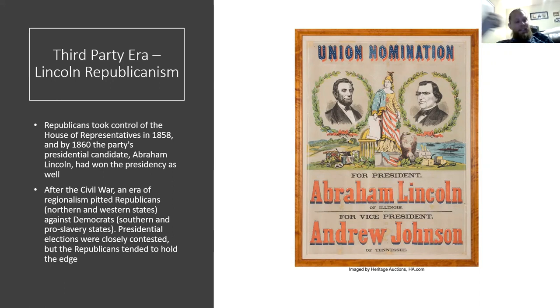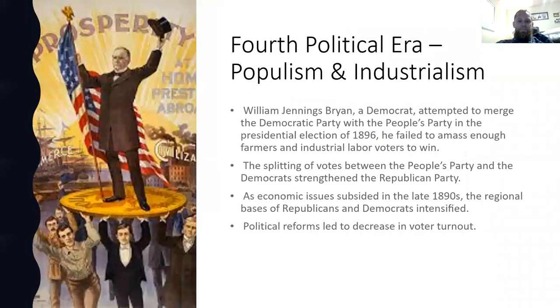And so then in 1860, Abraham Lincoln, who ran as a Republican for Senate in 1858 in Illinois and lost, would win the presidential election. After the Civil War, an era of regionalism pitted Republicans, Northern and Western, against Democrats, Southerners, and pro-slavery states. Presidential elections were closely contested for a while, but the Republicans tended to continue to hold the political edge.